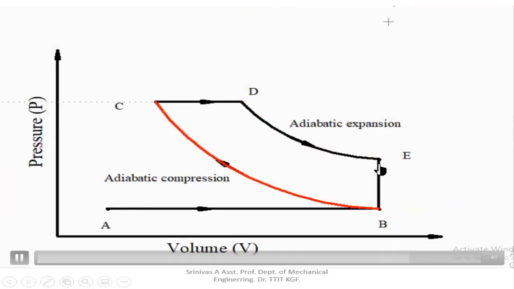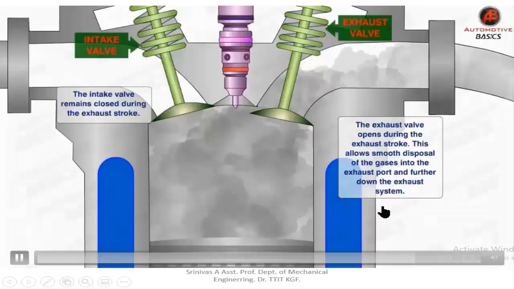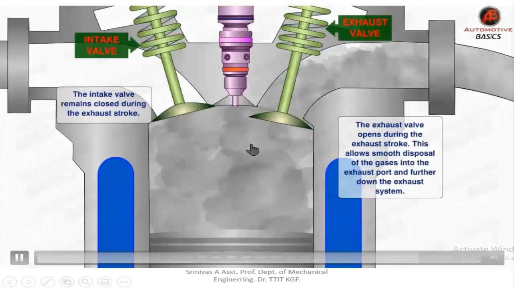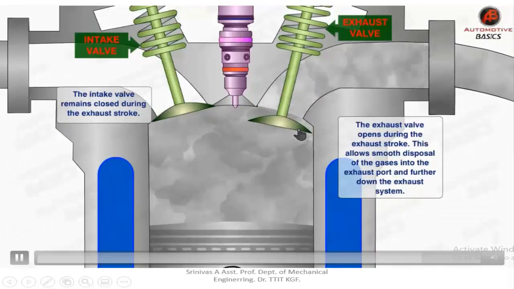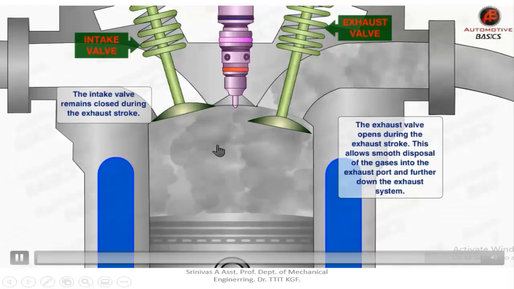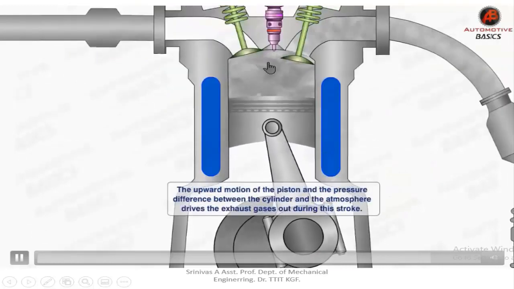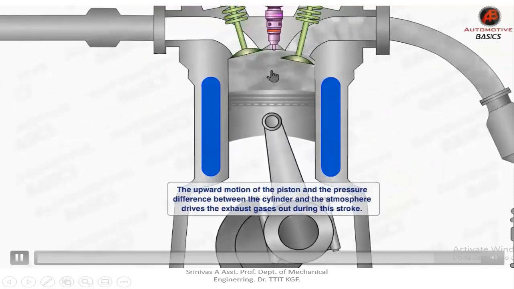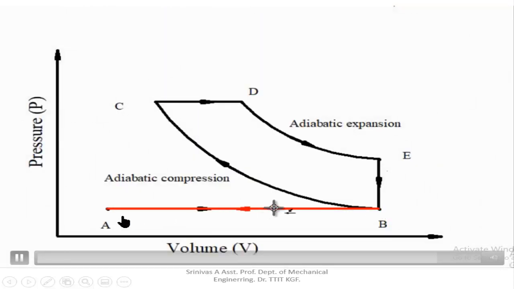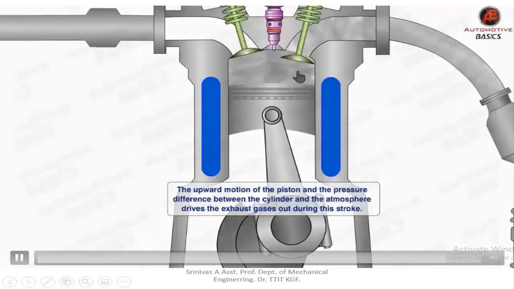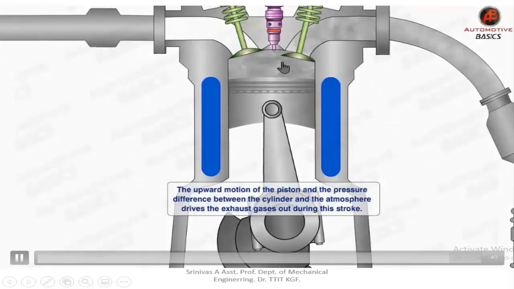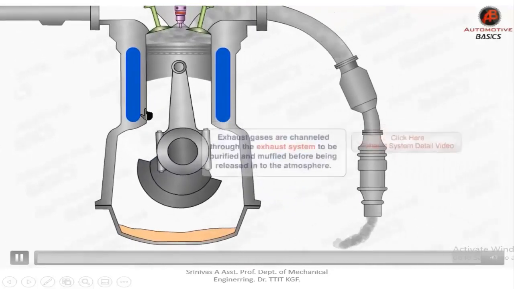In the PV diagram, E to B: when the exhaust port is opened, the pressure drops to atmospheric pressure. Then the piston movement from BDC to TDC pushes all the burnt gases outside the cylinder. While moving upward, from B to A in the PV diagram, the volume keeps decreasing and all the burnt gases are driven out because of the piston movement towards the top. This is how the exhaust stroke works.